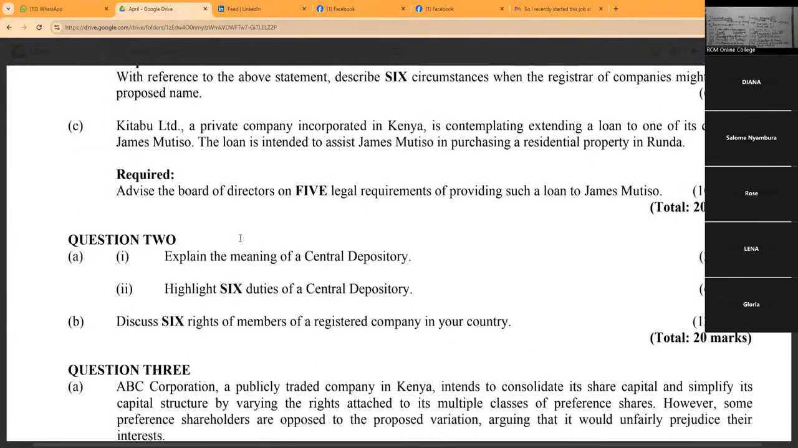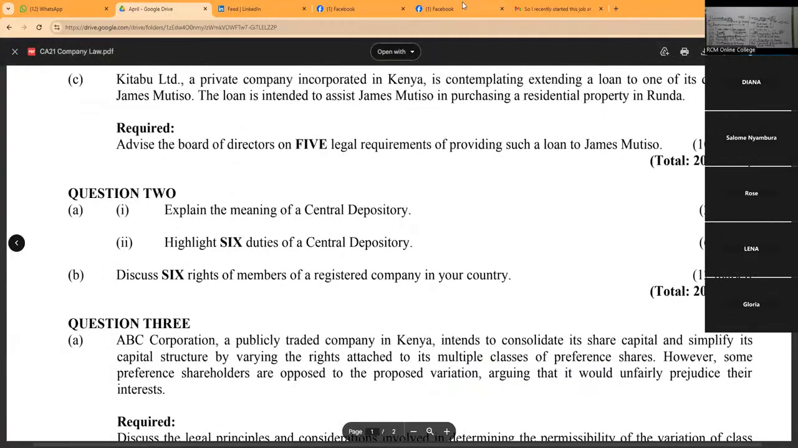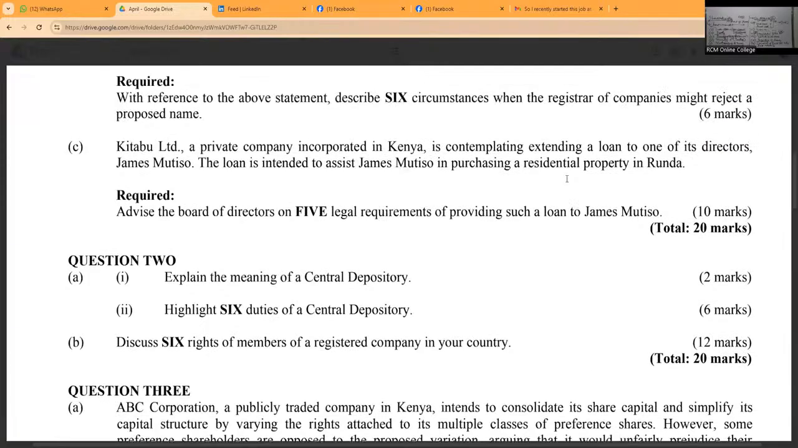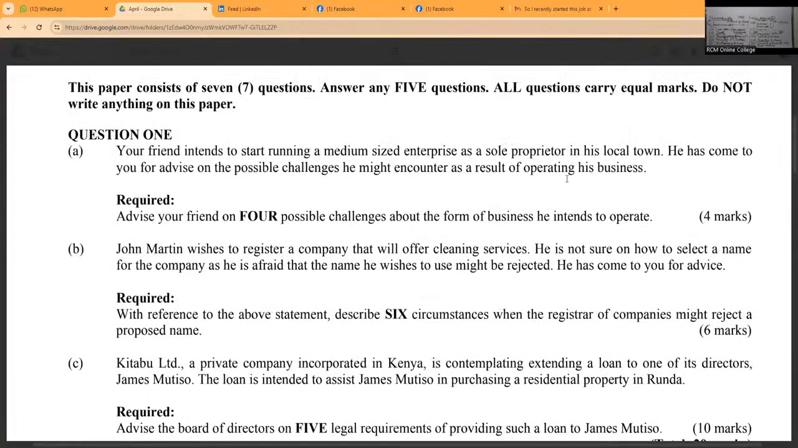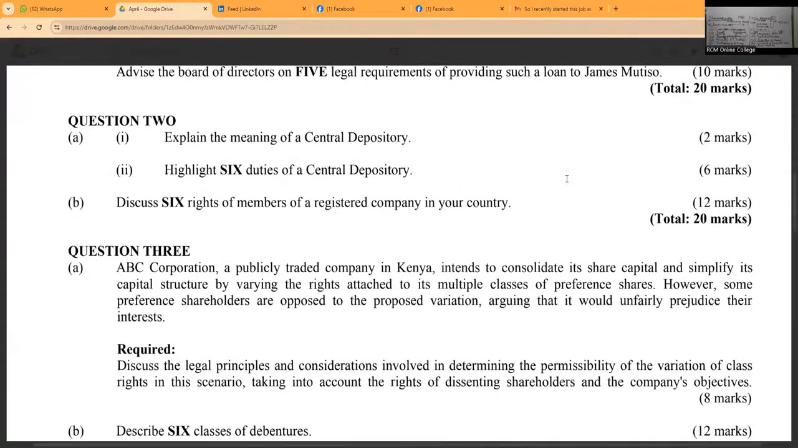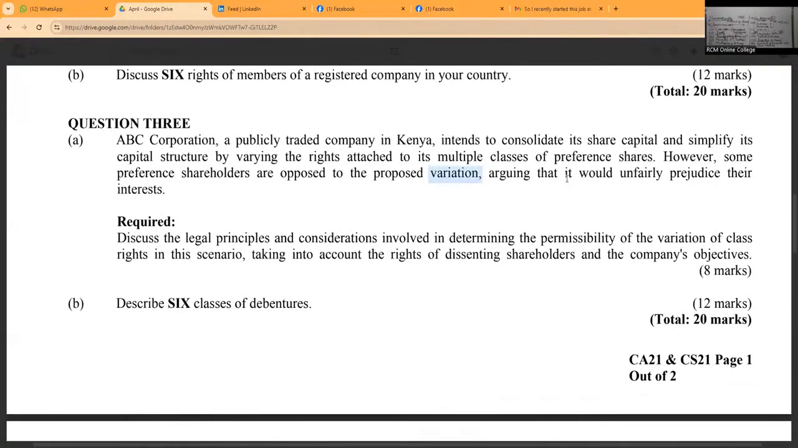You can see, discuss 6 rights of members of a registered company. Right to vote, right to receive dividends, right to get notices of meetings, right to attend meetings, right to a copy of the financial statements. We're going to look at them in a few. So I think that was the one they tested regarding membership. There's no other question regarding membership.